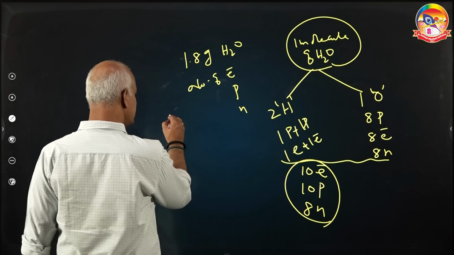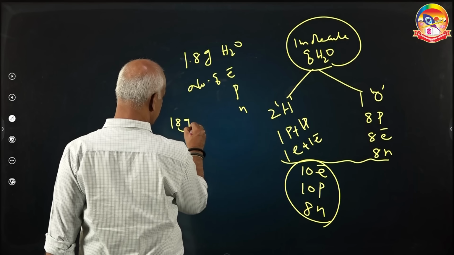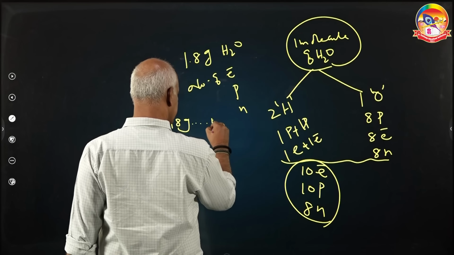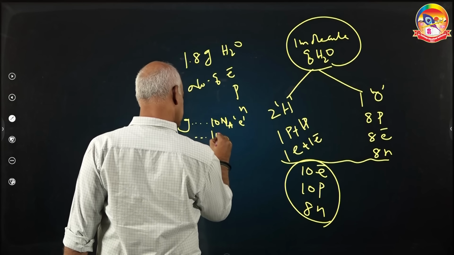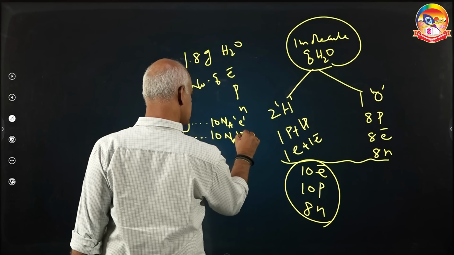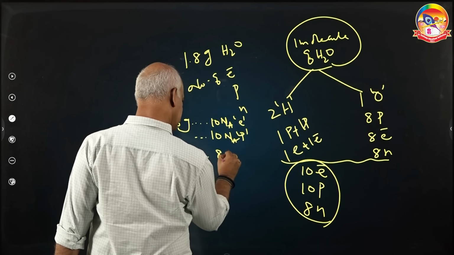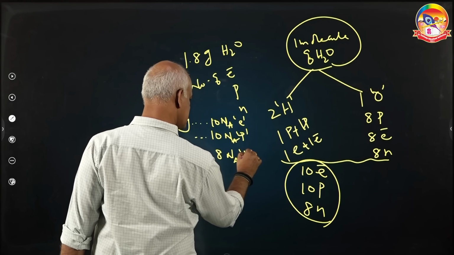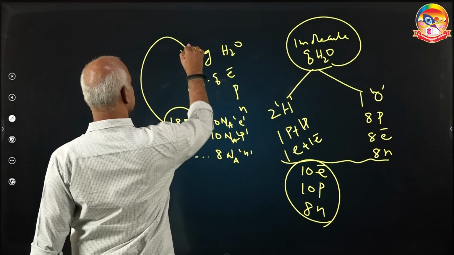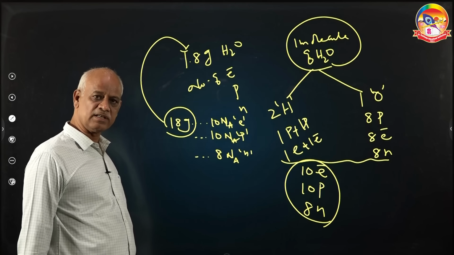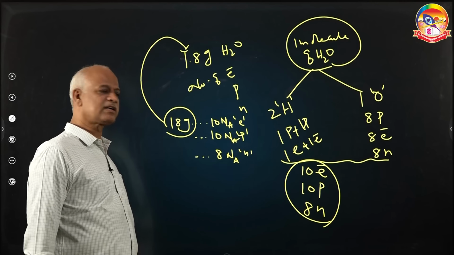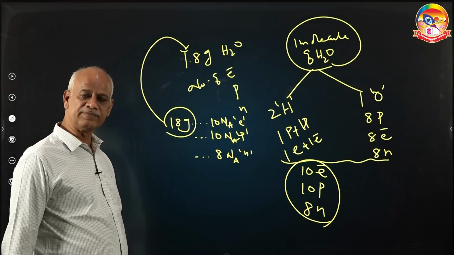Now, what will you do? 18 grams contain 10 Na electrons, 10 Na protons, 8 Na neutrons. Then how much will 1.8 contain? This is another type of a question. If you are asked how many fundamental particles, add all of them. This is another one. One more tricky question.